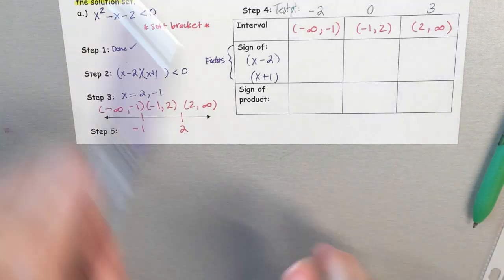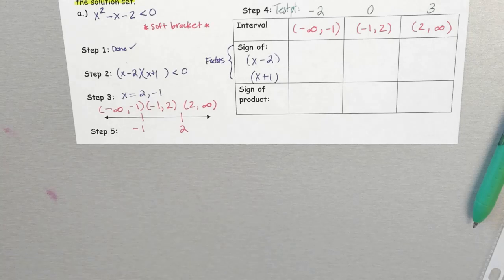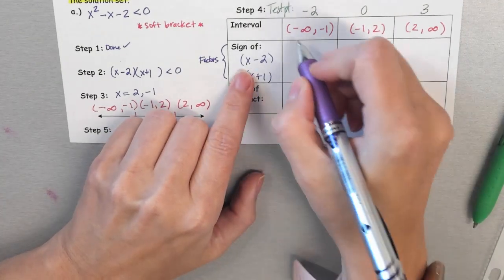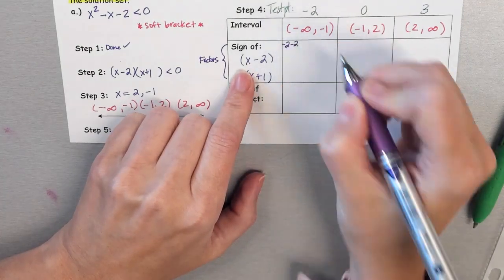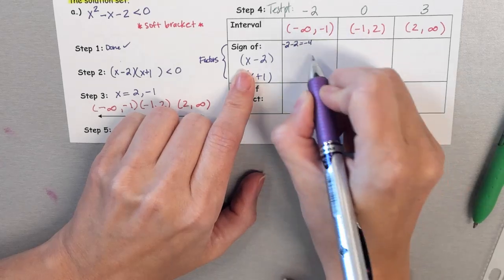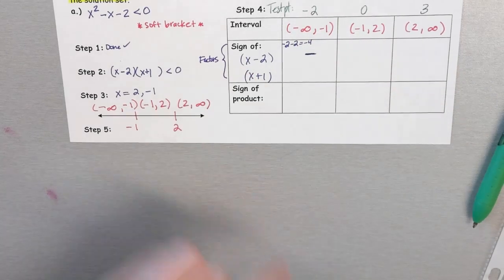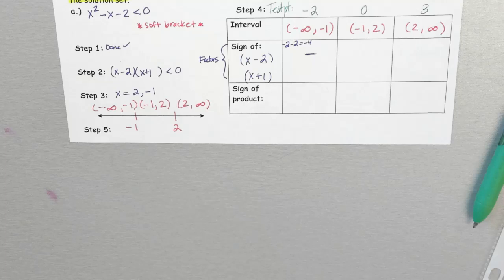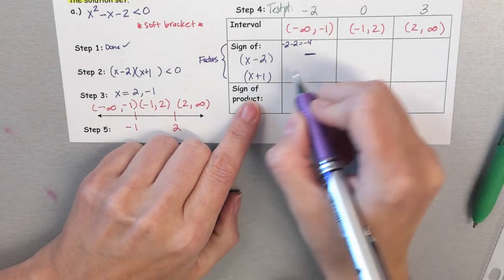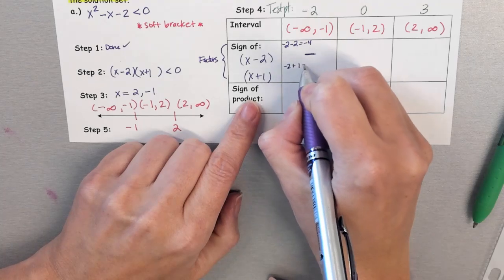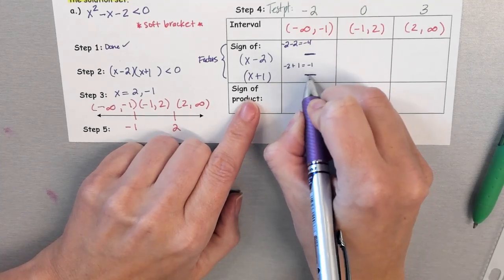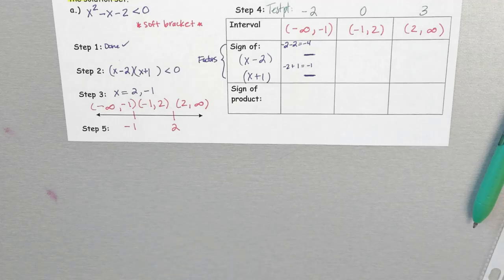All right, and then for this one, I'm going to write down what I'm doing in my head, and then in the rest of them, we'll just do it in our head. So you're plugging this in for x. So if you have negative 2 minus 2, it's negative 4. And so what you would just put in your chart is it's a negative. Okay, and then if you plug in negative 2 plus 1, that's negative 1, and you would just put it's a negative. So the only thing you have to worry about are the signs.